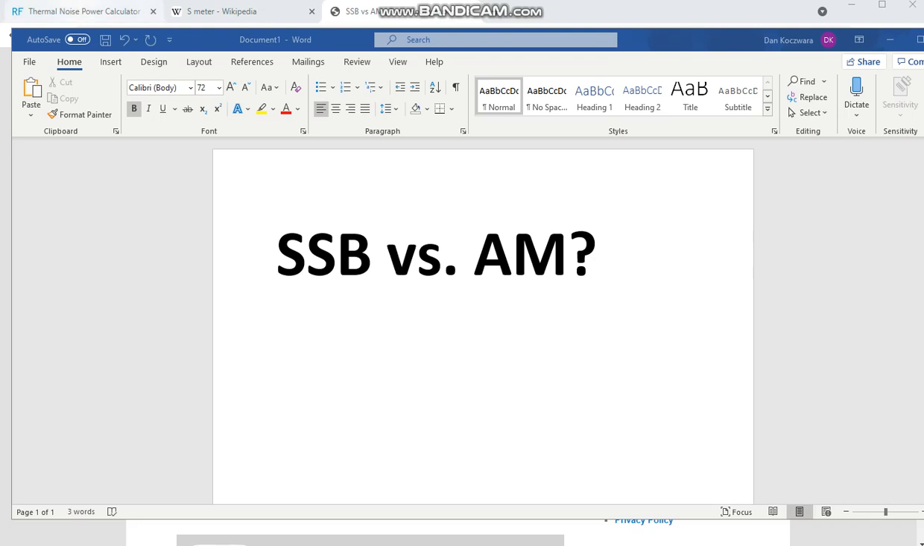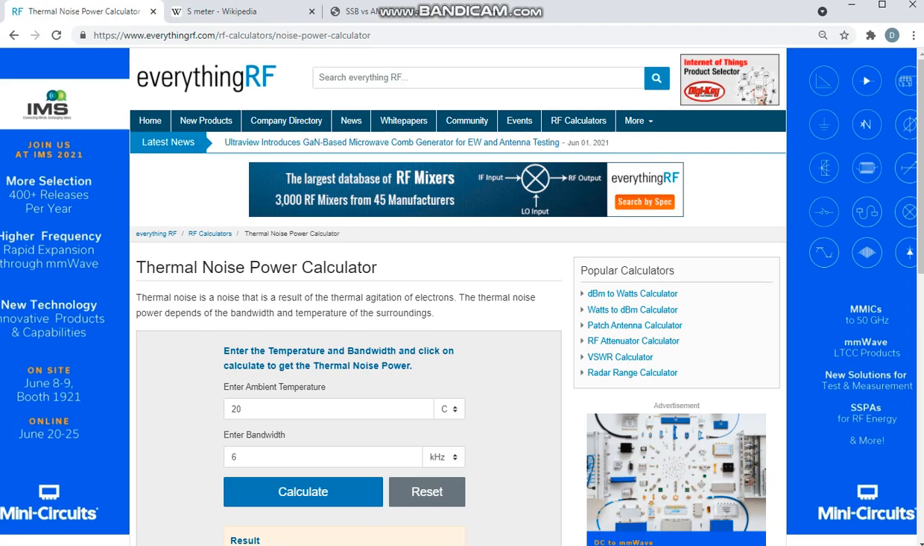Okay, so here we go. The first thing is thermal noise floor. So I found this, everythingrf.com has this thermal noise power calculator. So what is that? Thermal noise is the noise that is the result of thermal agitation of electrons. The thermal noise power depends on the bandwidth and the temperature of the surroundings. Okay, so here's temperature. 20C is like room temperature, but it has a small effect. But generally speaking, if it's really cold versus hot, it does matter a little bit. But for the most part, it's generally the same. It's only like a half a dB difference when it's very cold versus hot.